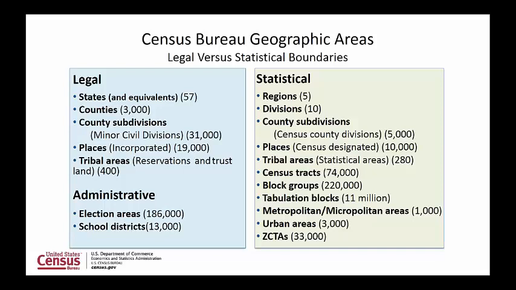There are some numbers here you can see. For example, the legal geographies, because of county subdivisions, which I don't think are as big here in Montana, but in some states where they have townships and towns, we have over 40,000 entities just in the legal category alone.